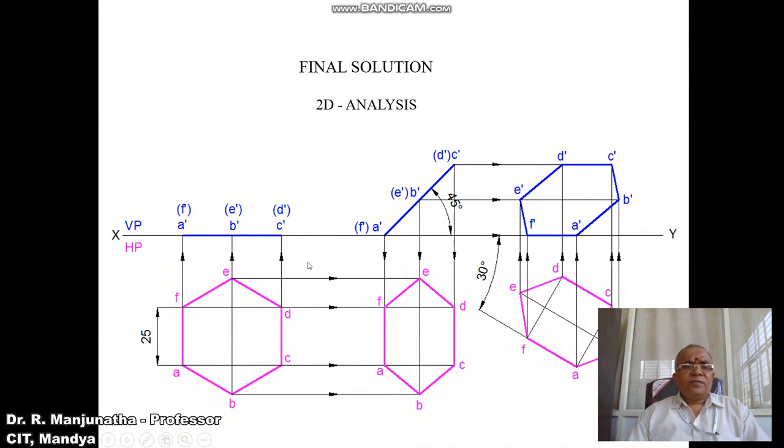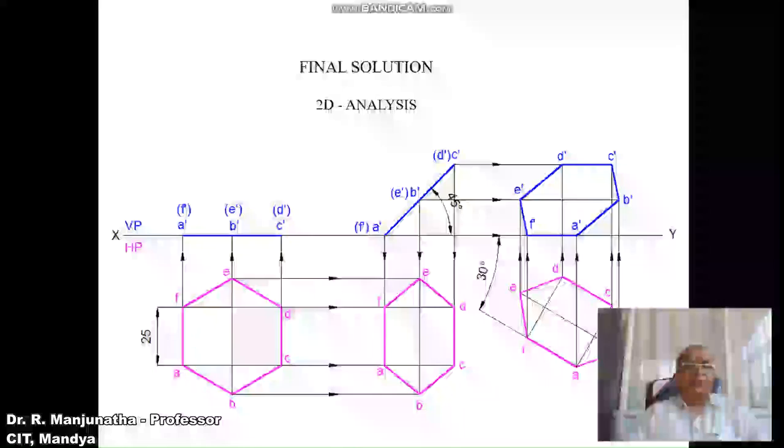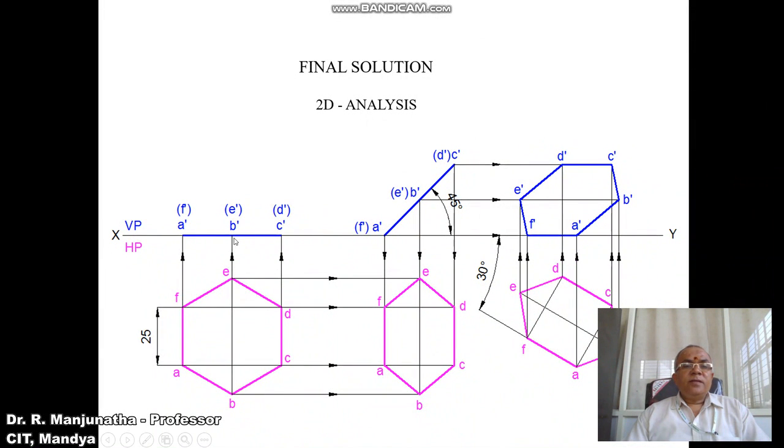Since it is resting on one of its sides on HP, we are going to take the left side into consideration. So consider any convenient distance from the first position, and you mark this point as A dash and F dash. By using the protractor, you measure an angle of 45 degrees with respect to the XY line, and then draw an inclined line. By using the compass, you measure the distance from A dash to B dash in the first position of the front view, then transfer it from A dash by cutting an arc on this 45 degree line. You mark this point as B dash and D dash in brackets.